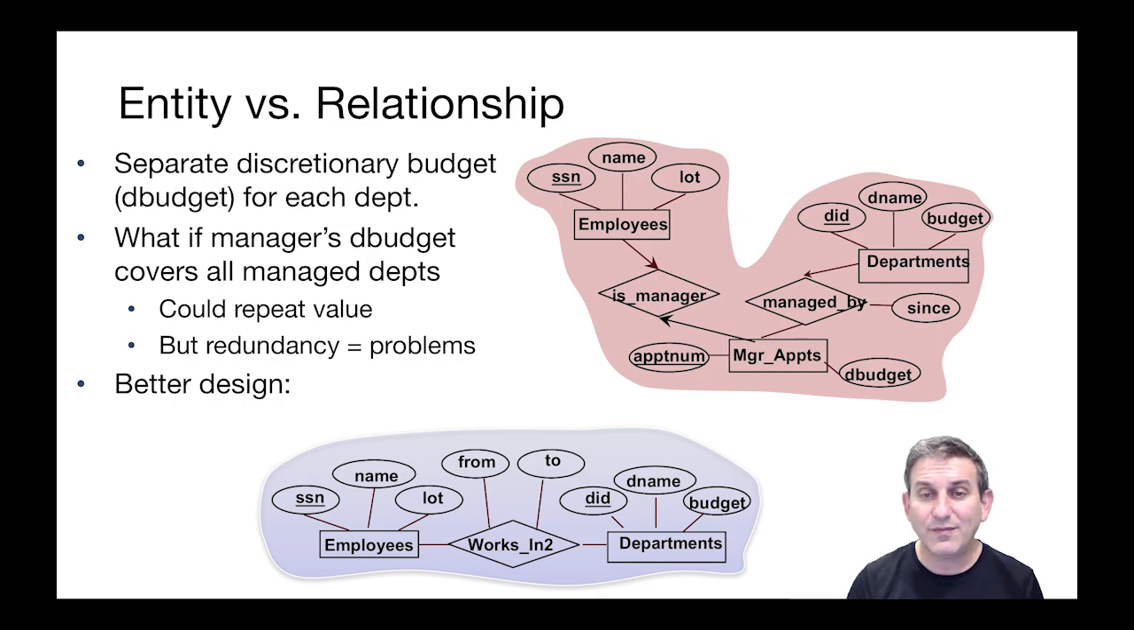Notice the key constraint on manager appointments to is manager. So every manager appointment has 0 or 1 employees that fulfill that manager appointment. Similarly, in the other direction, employees has a key constraint. It says, I'm an employee. If I'm an employee, I participate 0 or 1 times in the idea of being a manager. And that means I get at most 1 D budget that I get to use as a discretionary budget.